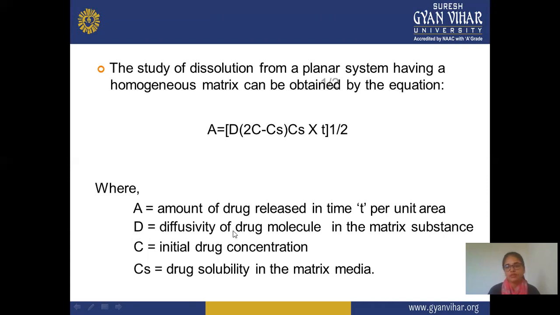Where D is the diffusibility of the drug molecule in the matrix substance. Means how much drug is diffused from the matrix system or from that particular matrix tablet. C is the initial drug concentration, meaning how much starting drug is in your tablet. Cs is the drug solubility in the matrix media, meaning how much drug is solubilized in your matrix media or in your tablet.